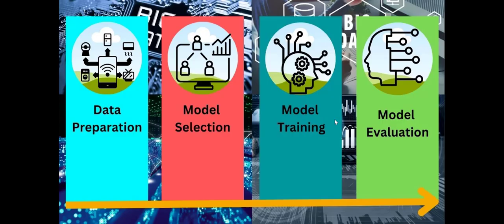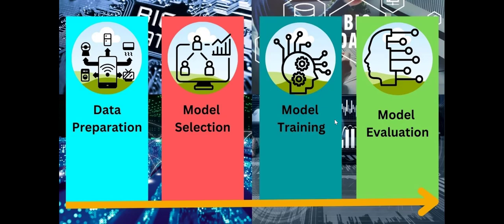The process of training a machine learning model involves the following steps. Data preparation. The first step is to gather and pre-process the data that will be used to train the model. This includes cleaning the data, handling missing values, and transforming the data into a suitable format for the algorithm.